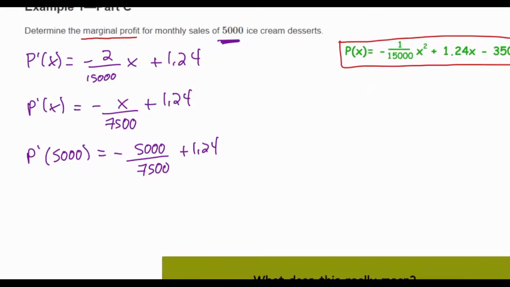All right, let's try this again. So -5,000 over 7,500 is -2/3 plus 1.24. Therefore, our change in profit per item sold at this point, P prime of 5,000, is approximately equal to 0.57 per dessert. And it's positive, so that means that per item sold at this point, we are earning 57 cents.